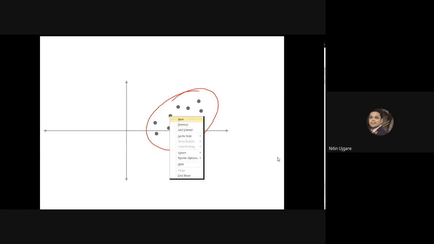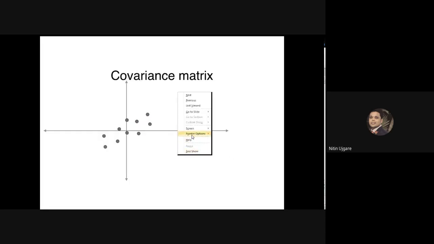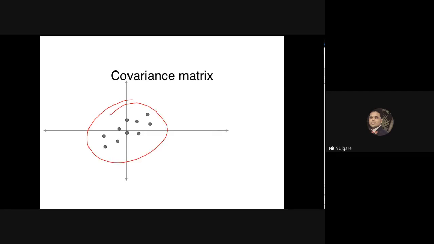So we'll take the average of all the x and y coordinates of all the points so that we can move them to the center. So we have just moved all the points to the center of this two-dimensional input instance space, and then we are supposed to calculate the covariance matrix for this.